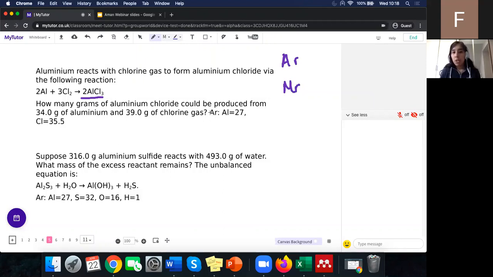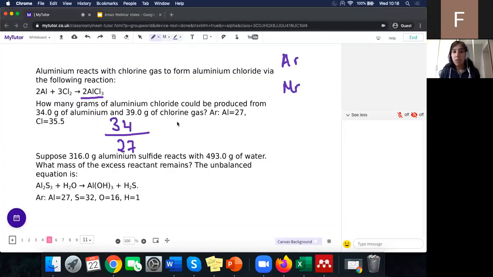Let's work out which is the limiting reactant first. So I will start with aluminium. Let's calculate the moles of aluminium. So the number of moles of aluminium will be 34 divided by 27. So what's 34 divided by 27? Remember, it's the mass divided by the Ar. 34 divided by 27, what's that? 1.259, excellent. Yep, good, just remember to keep it as what it says on the calculator.